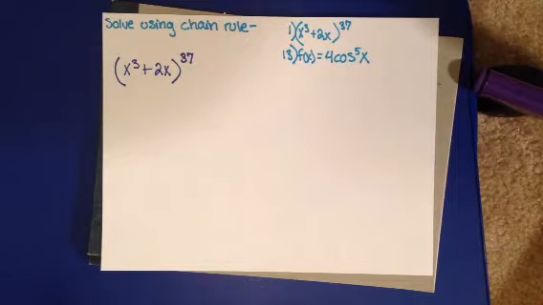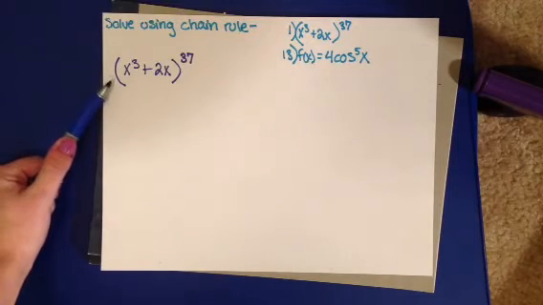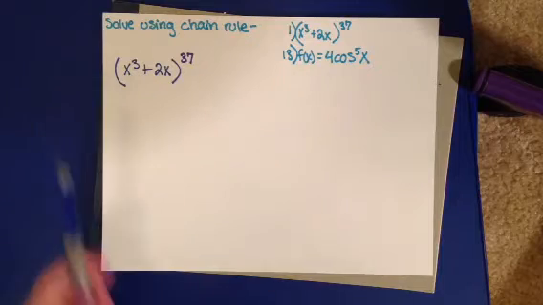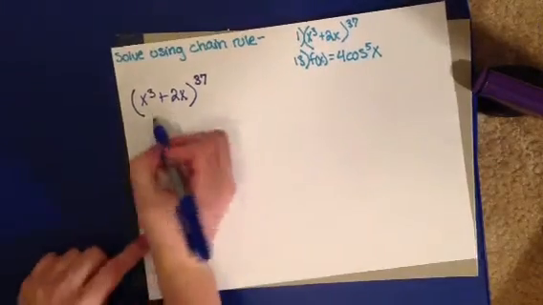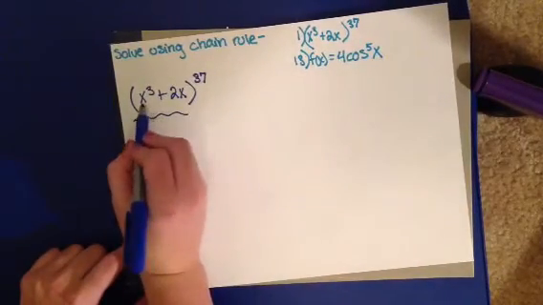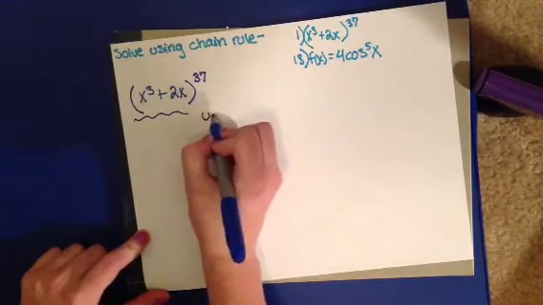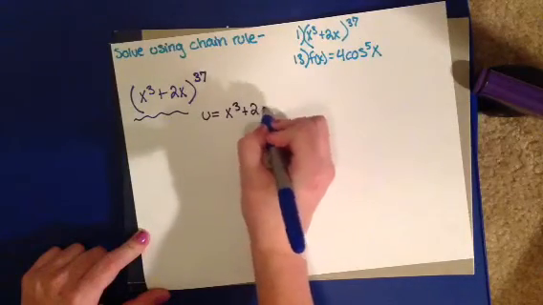So we'll start with number 1 right here. Now, letter u is always the inside of something. Inside parentheses, inside the square root, inside something. So for us, our u, which is the first variable, is going to be this: x to the third plus 2x. So I'll just write that down. u equals x to the third plus 2x.